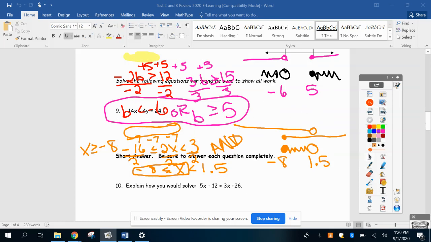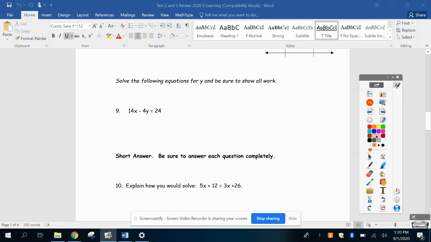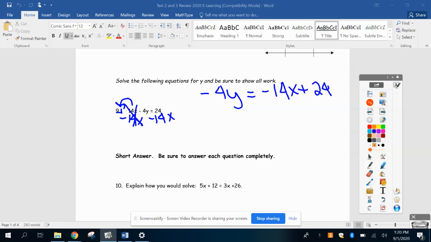Number 9, we are solving for y. To solve for y, we want to move any addition and subtraction first. And that 14x is attached with addition or subtraction. Now we're going to look in front of it. It's a positive 14x, so we're going to use a negative 14x. Those cancel. That's going to leave us with a negative 4y equals a negative 14x plus 24. Now, you could write that in any order, but I'm always going to write it with that x first because long-term, that's the habit we want.